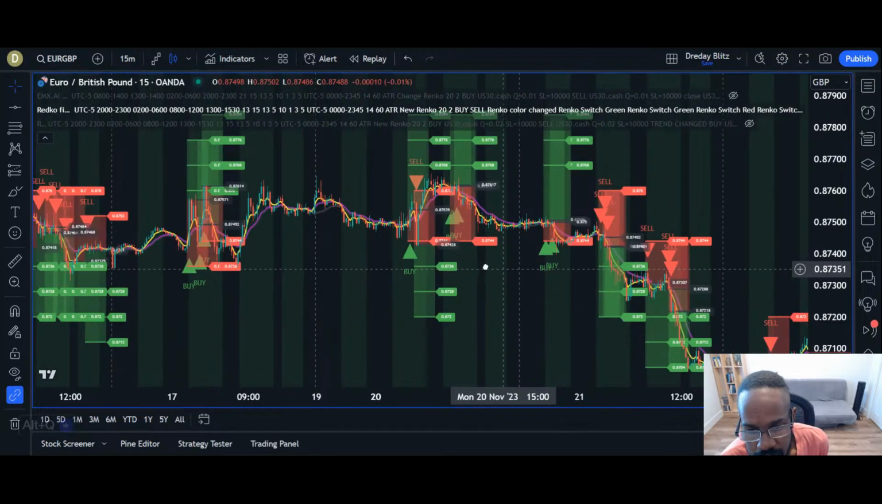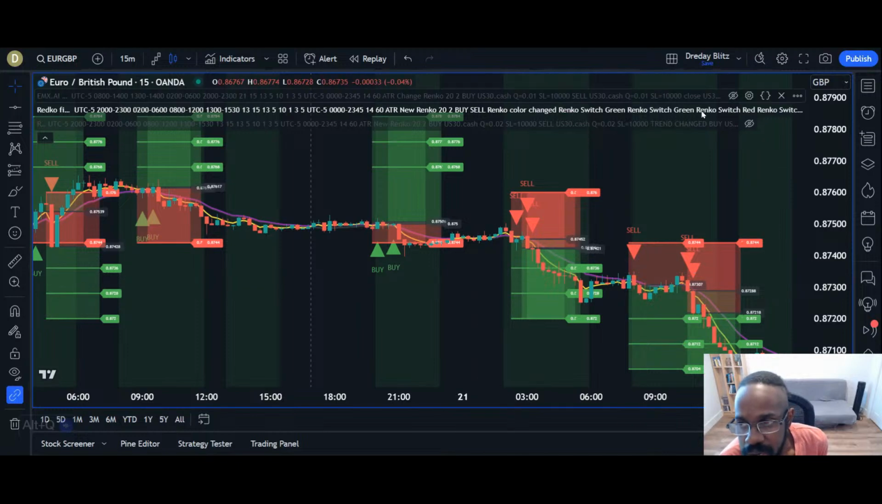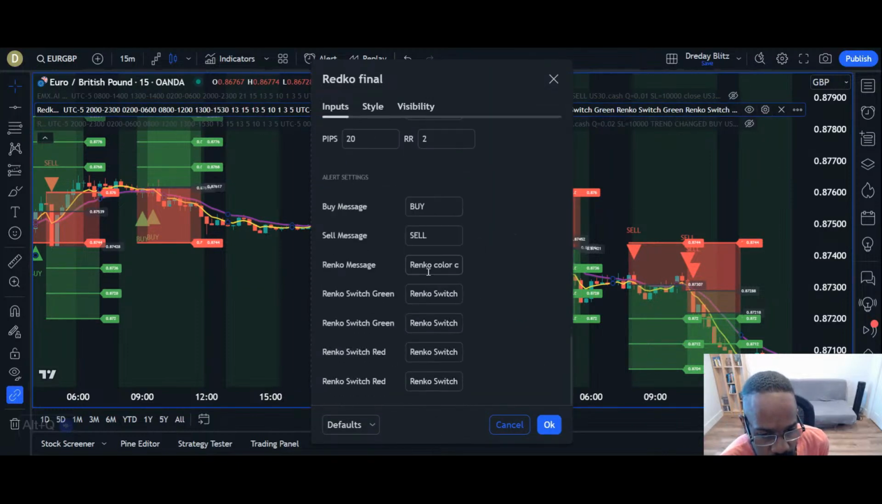Okay. So how it works is, let me go back here on the settings so I can show you exactly what I was talking about, the Renko bar switch. As you can see, compared to what you had on version 4, in version 4 you only had those 3 messages here.